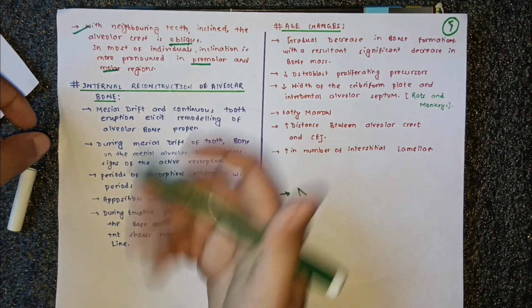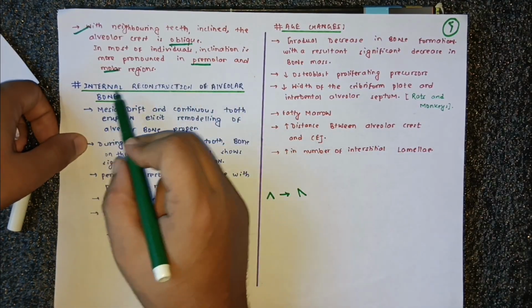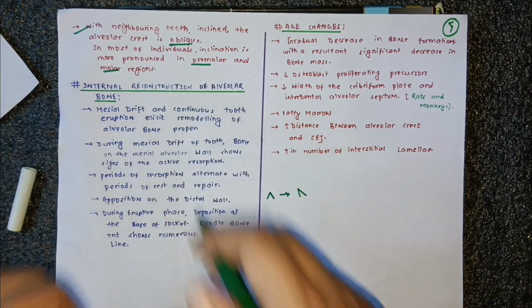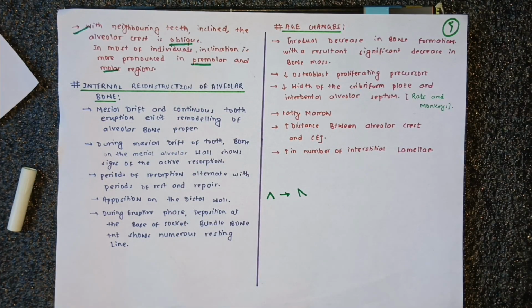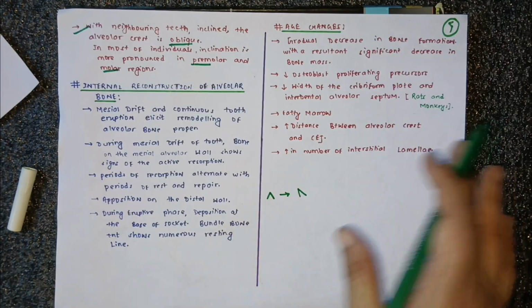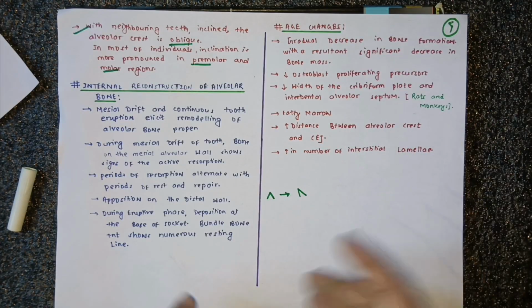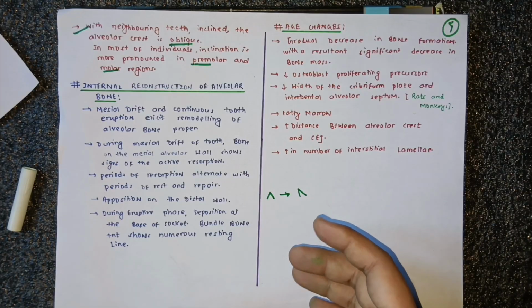Now our next subtopic is the internal reconstruction of the alveolar bone. It is quite related to bone remodeling. Formation and resorption take place simultaneously inside the alveolar bone. So there is an internal reconstruction itself in the alveolar bone.